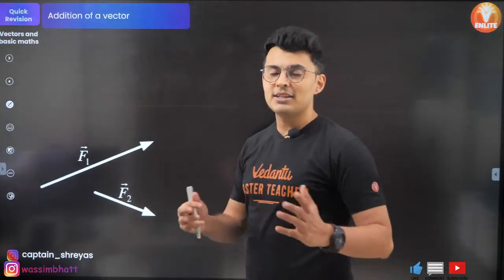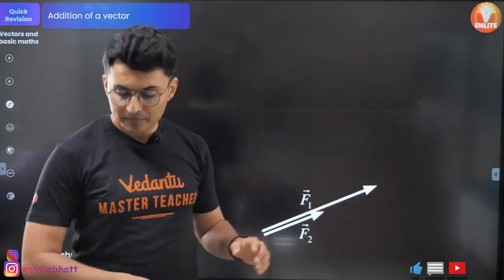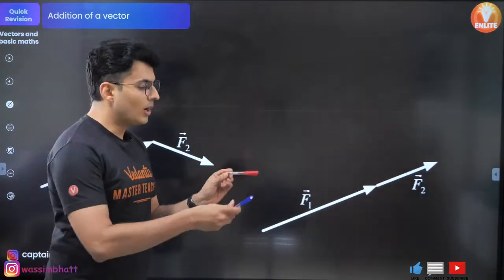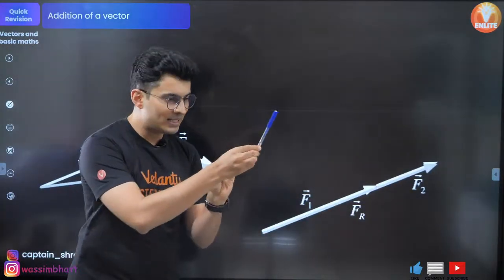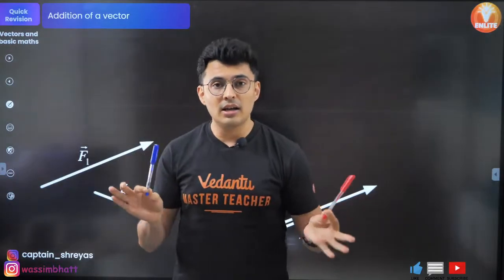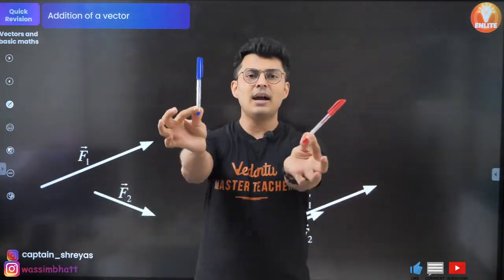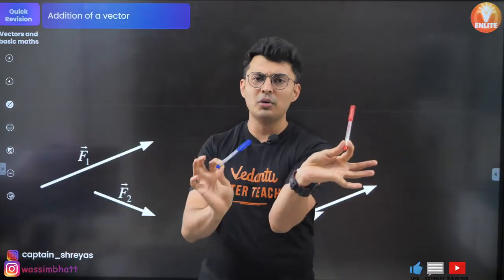Moving on to the addition and subtraction part. So whenever you have two or more vectors and you want to add them, what you do is basically have to use the triangle or the parallelogram law. So let's say I have two vectors. I'll just show it to you. You already know, have seen it.